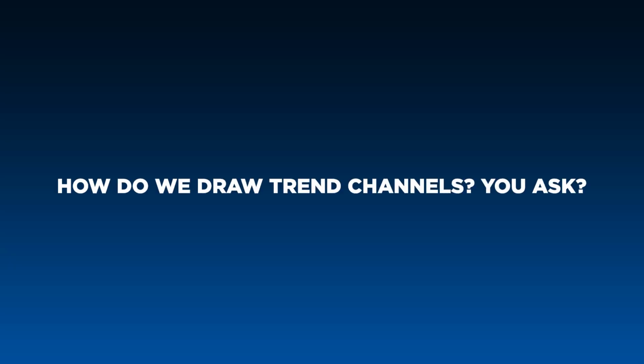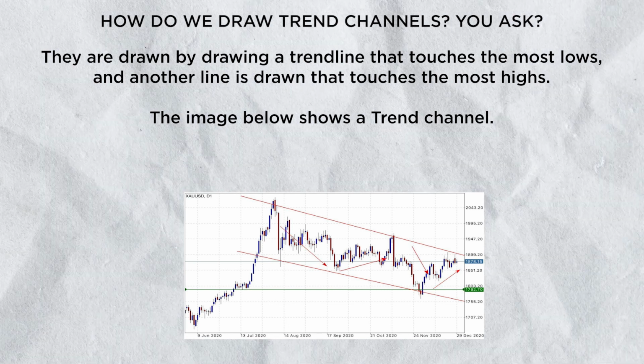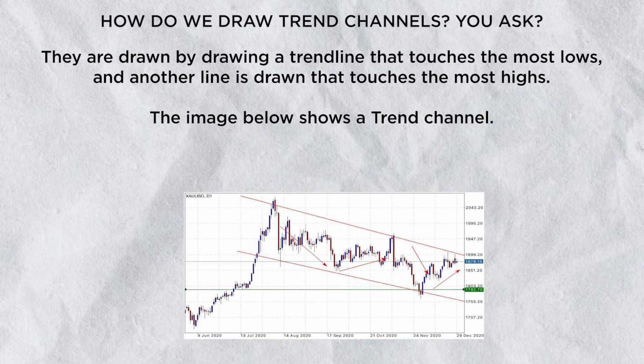How do we draw trend channels, you ask? They are drawn by drawing a trend line that touches the most lows, and another line that touches the most highs. The image below shows a trend channel.